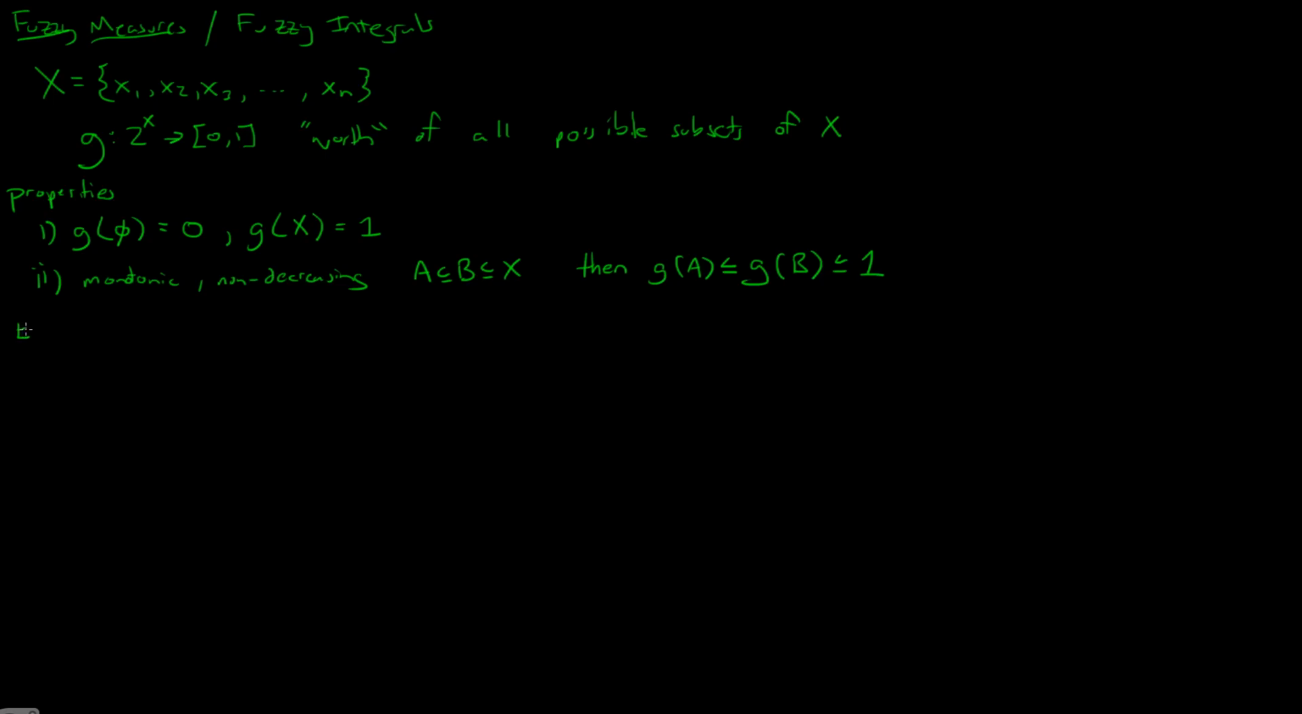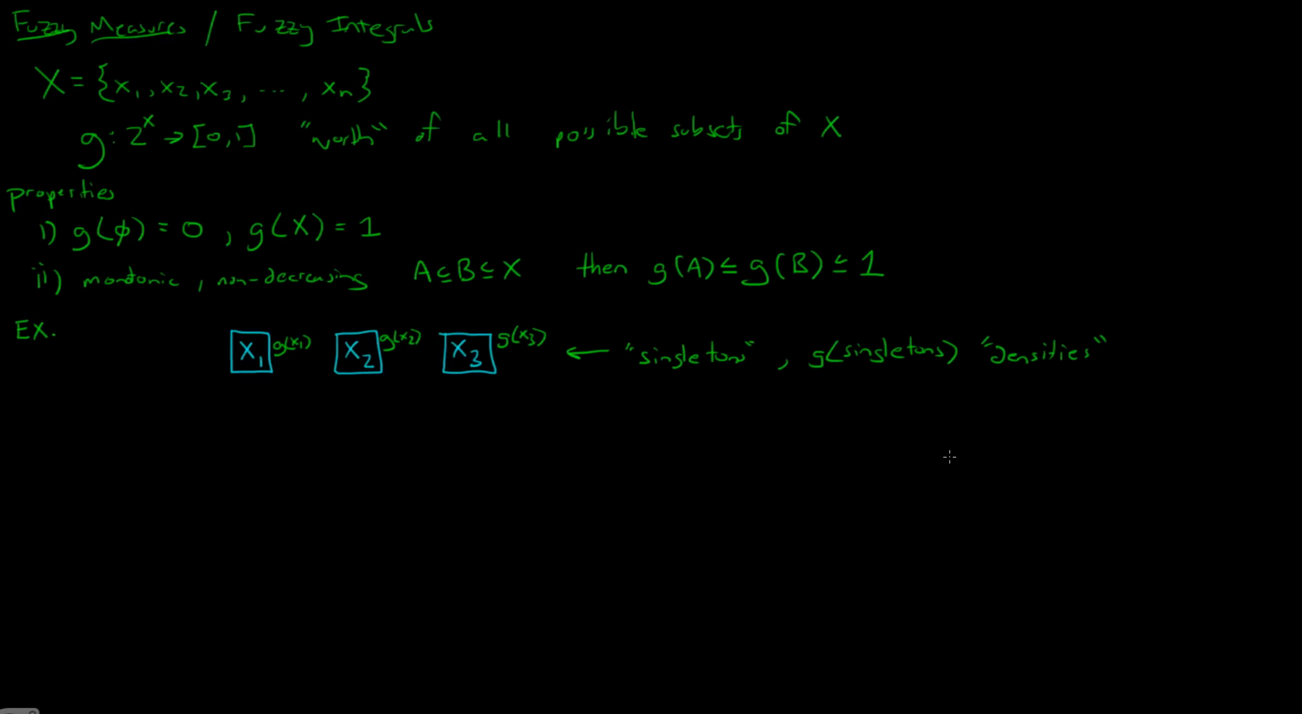Okay, let's see an example here of what a fuzzy measure looks like for a group of sources. So let's say that we have 3 sources. We have x1, x2, and x3. These are the universe. So there's going to be a fuzzy measure value for each one of these. These are called the singletons. And also, the g of singletons, or the fuzzy measure of the singletons, is also called the densities. This will come up later.